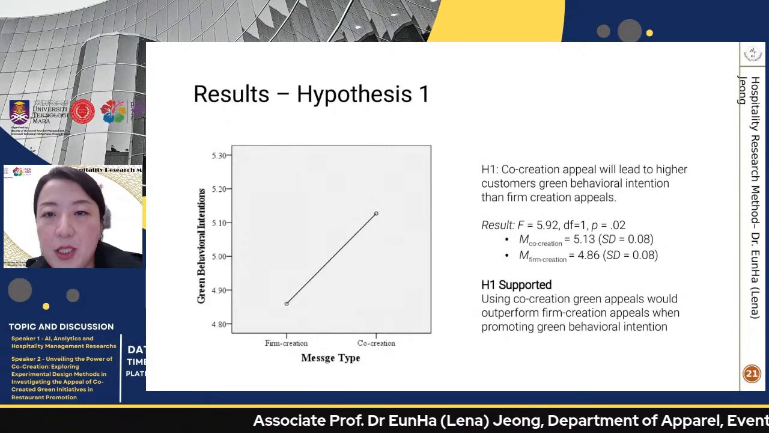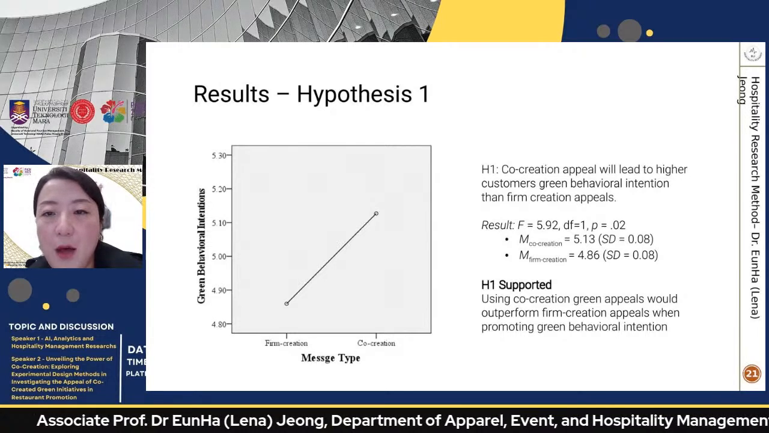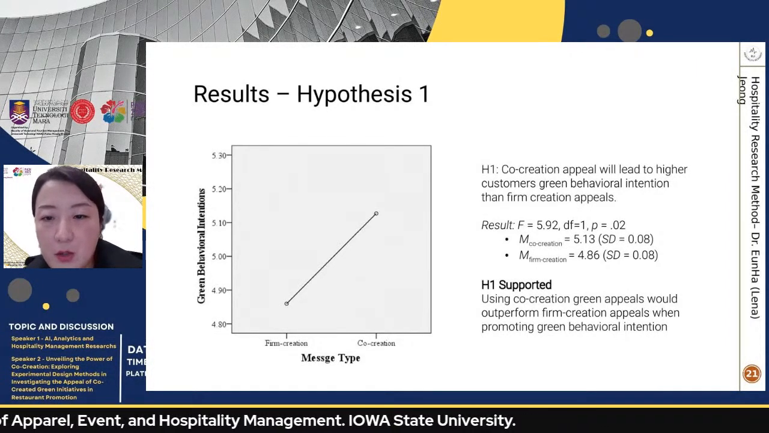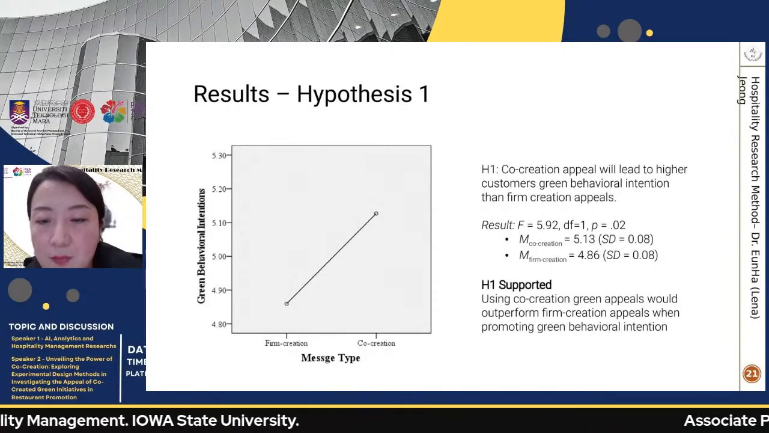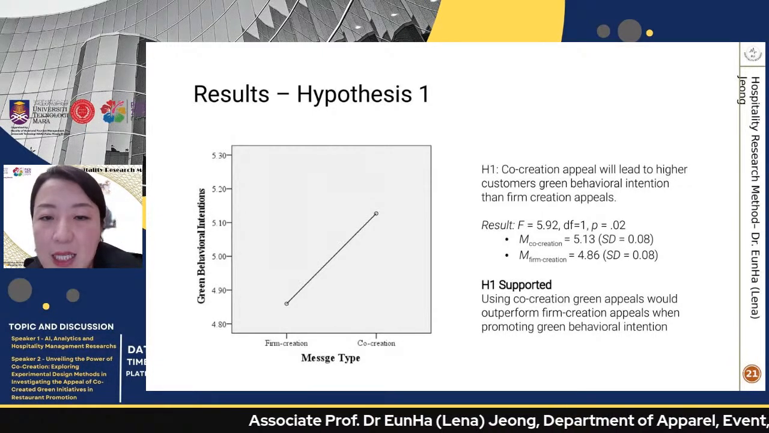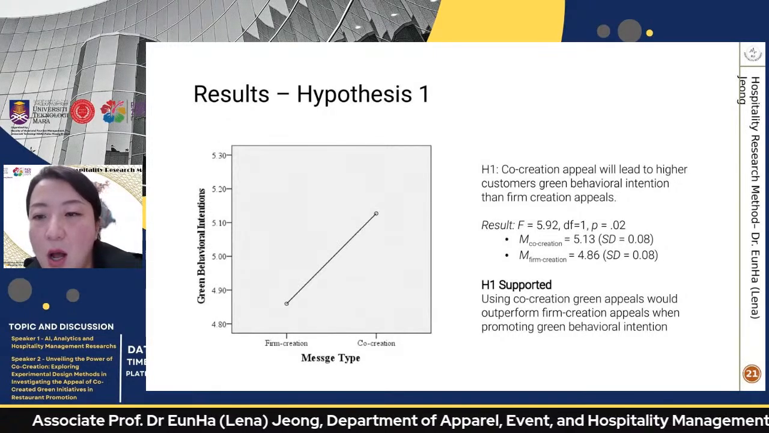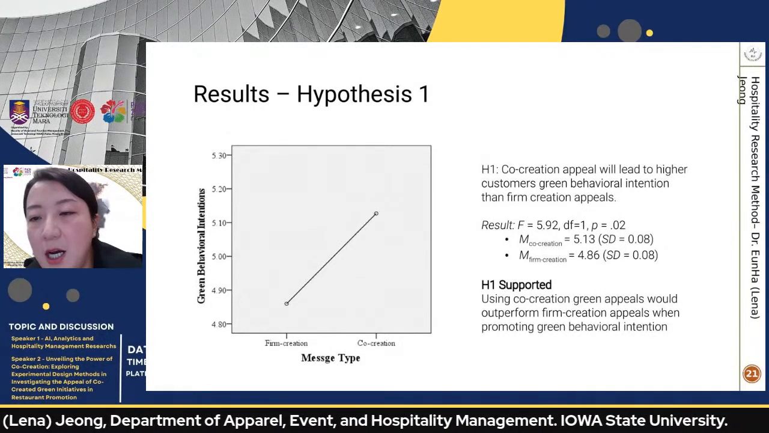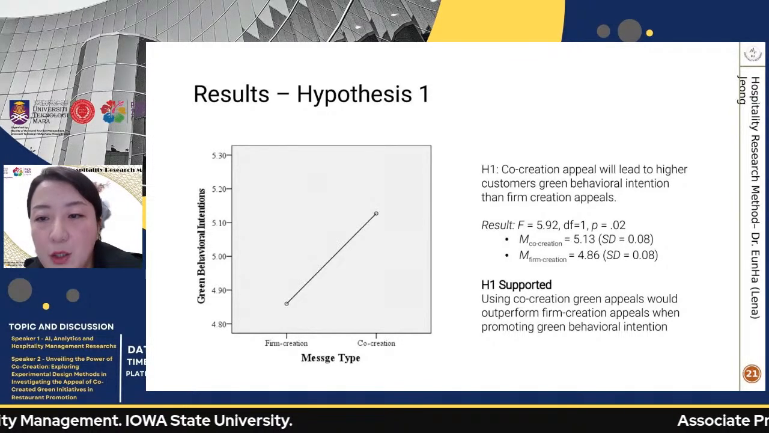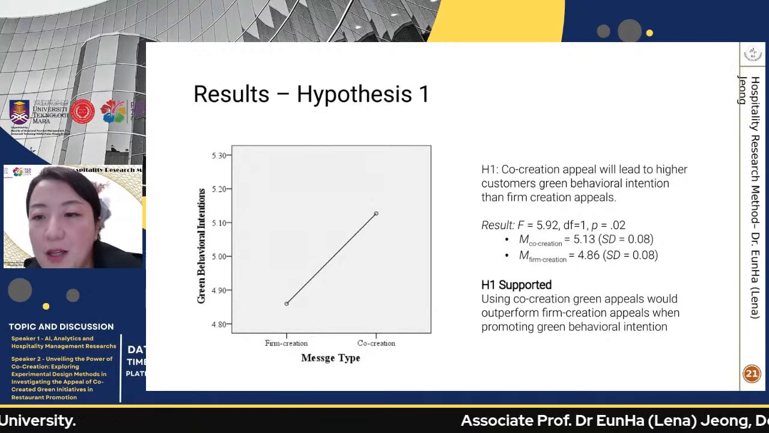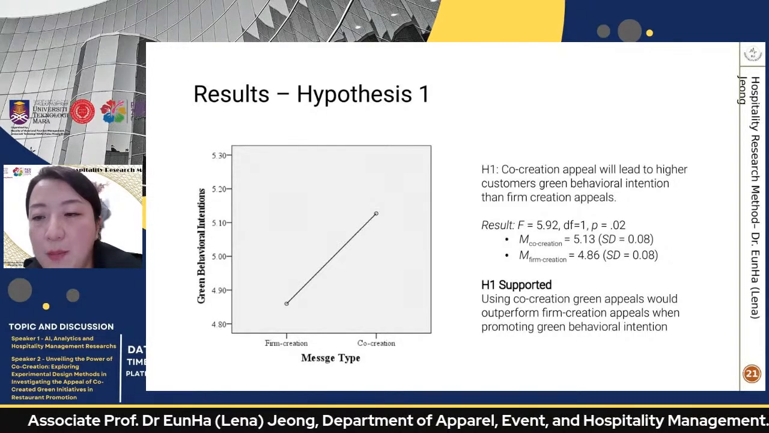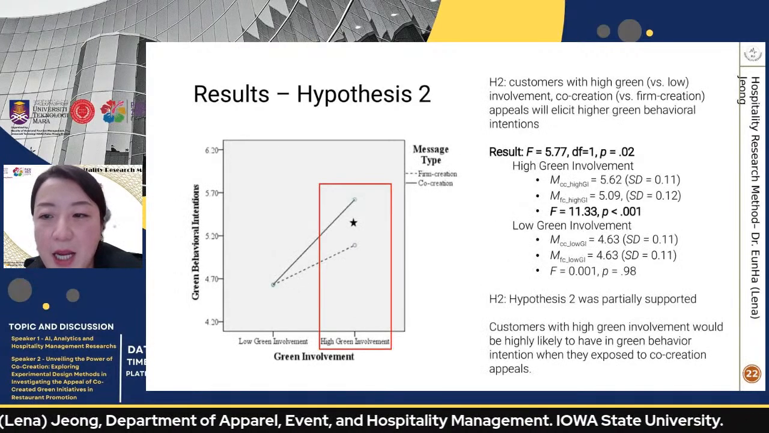So this is the first hypothesis result, which is the main effect testing of the appeal type. As you see from this figure, this is message type, firm creation and co-creation. Compared to firm creation, co-creation appeal works better in terms of eliciting consumers' green behavior intentions. This is supported by the F-test, and you already saw it in the previous slide. So we can conclude that our first hypothesis is supported, meaning that using co-creation green appeal would outperform the firm creation appeals when promoting green behavior intention. And go to the next slide, please.